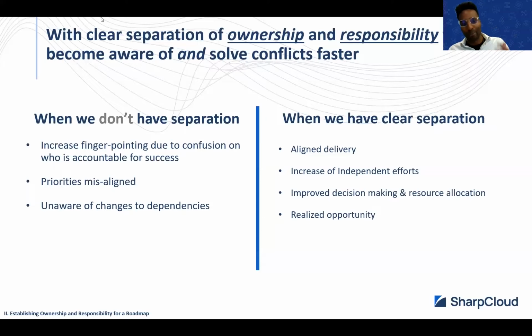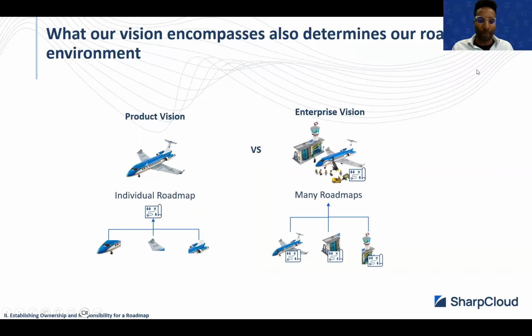That leads us to priorities being misaligned, right? And then you might have some changes to your work plan, and somehow dependencies aren't communicated, and all of a sudden the work that you needed isn't there to continue your work. But when we do have separation, of course, we have the exact opposite. Delivery is aligned. We're able to actually increase independent efforts. So those dependencies that we may have relied on before, we can take some of this work and not need you for it right now and try to pull this along as much as we can. And in the end, we realize opportunity.